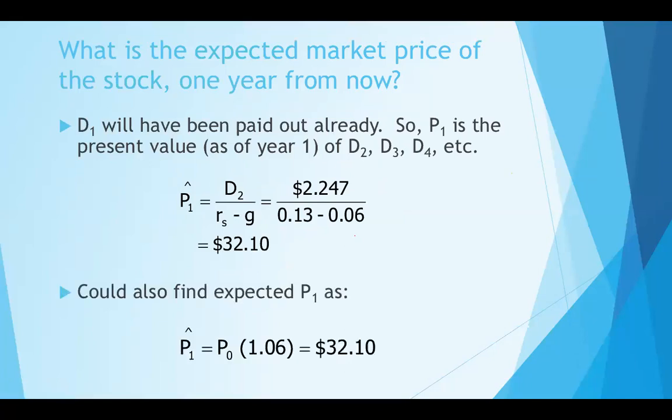Right? So you see P1 is 6% more than P0. So we are expecting 13% from this stock, but next year's price should be 6% more, right? But of course, the dividends increase 6%, right?